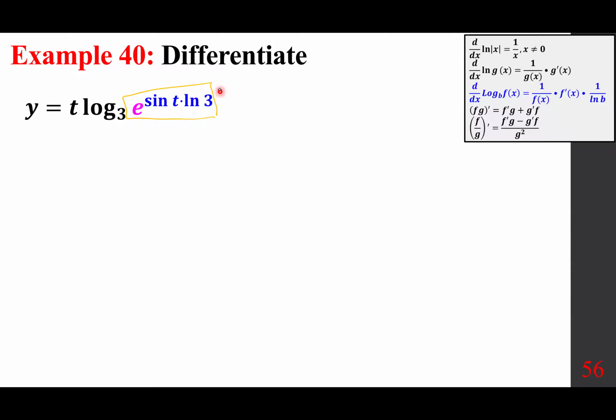e and ln 3 should tell you something. Reminding you that ln of e to the power of x is x, e to the power of ln x is x, and log base b of b to the power of x is x. So having said that, this part, we are going to put the ln 3 first and then sine t. Just look at this part.